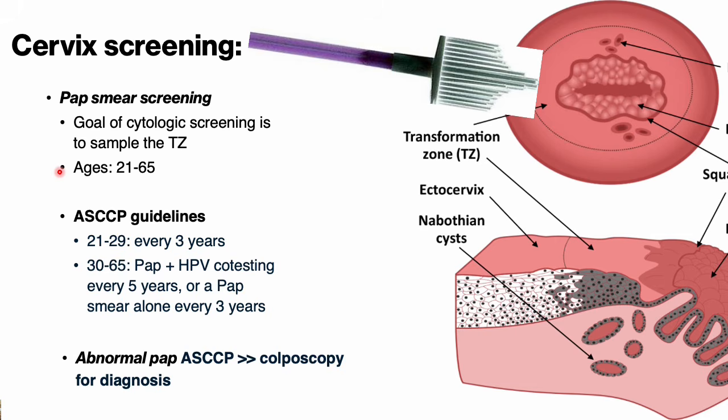They're not diagnostic. And the ASCCP has some excellent guidelines on pap smears. They have an excellent app you should download. I think it costs like $10 for a lifetime, but it's well worth it. And so if you have an abnormal pap, you go to the ASCCP guidelines and they might tell you that you need a colposcopy, and that is for diagnosis. So pap is screening, colposcopy is diagnosis.